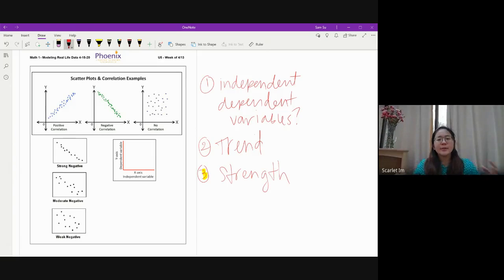Now, you're wondering, I really want you guys to understand why we're talking about these 4 features. You want to know who or what you're talking about, right? That's why you figure out the variables. You want to see the general pattern. That's why you talk about the trend. And then you want to talk about how relevant it is. Is it actually a decent relationship?